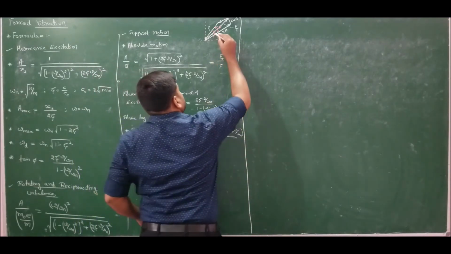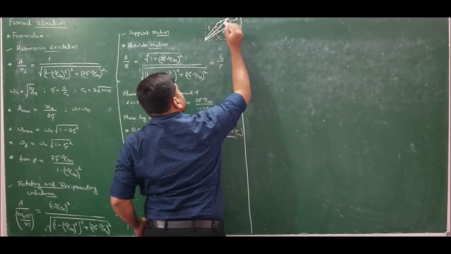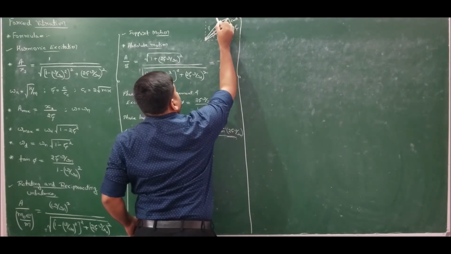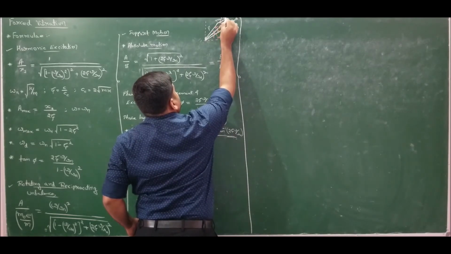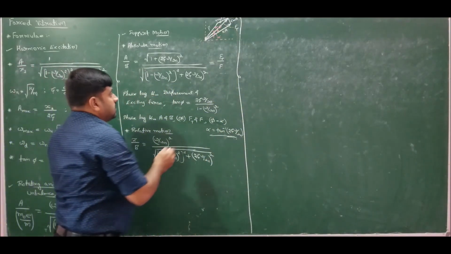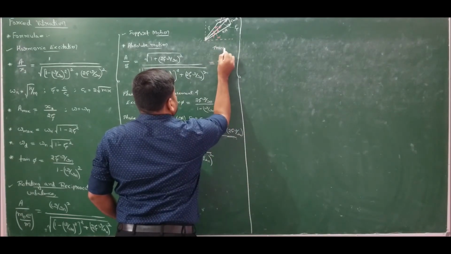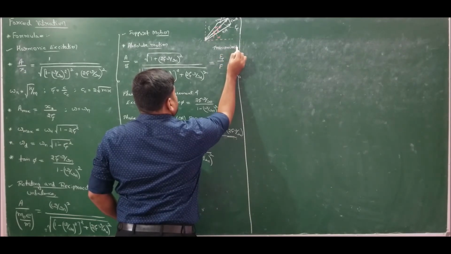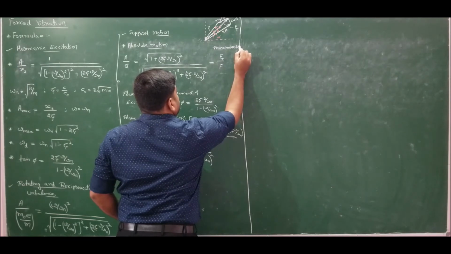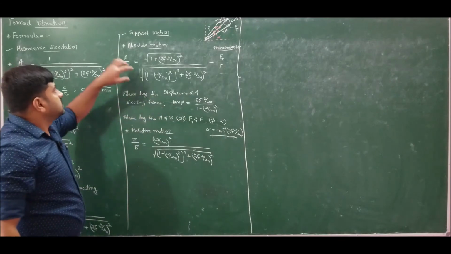Therefore the theoretical background should be very strong in order to solve problems on forced vibration. And this is the inertia force, which is m omega square A. So this is about transmissibility. Transmissibility is the same as absolute motion.